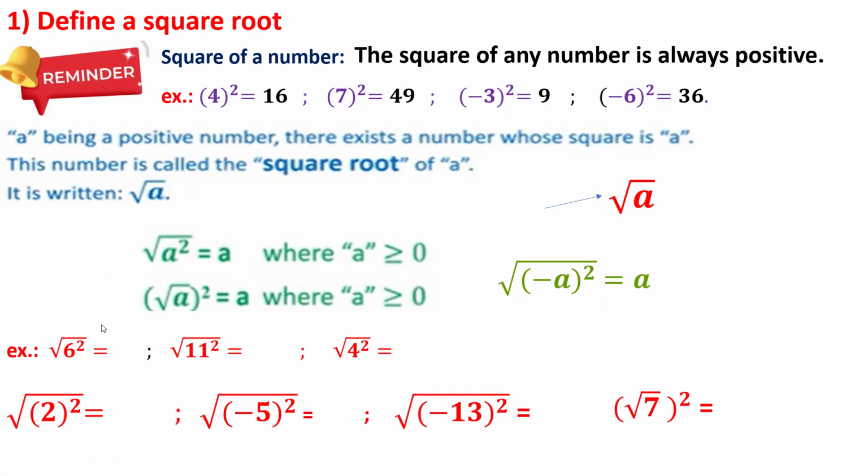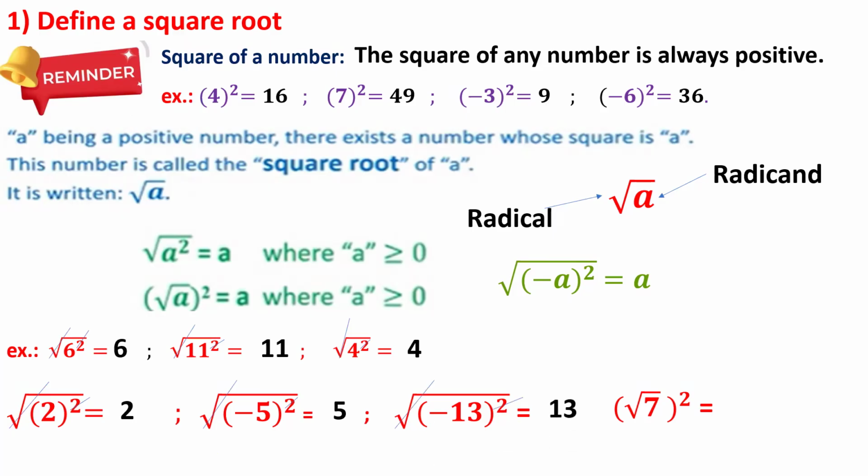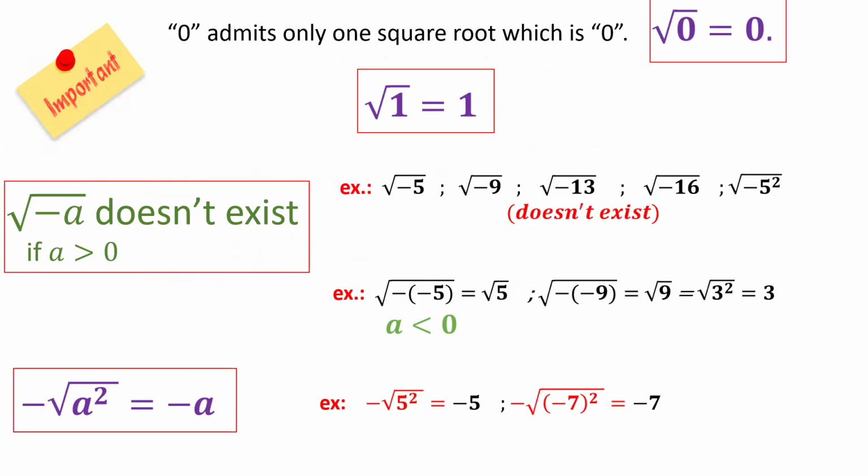Radical 6 squared is 6, radical 11 squared is 11, radical 4 squared is 4, radical 2 squared is 2, radical negative 5 squared, as I said before, the negative becomes positive and it is 5. Radical negative 13 squared is 13, and radical 7 squared is 7.